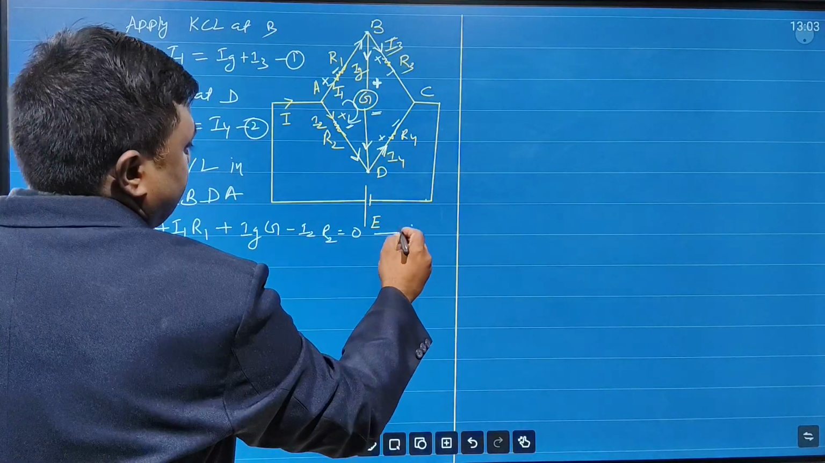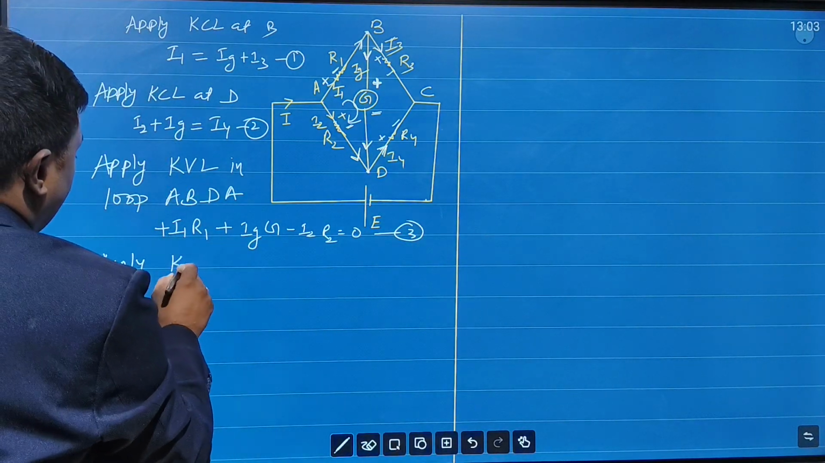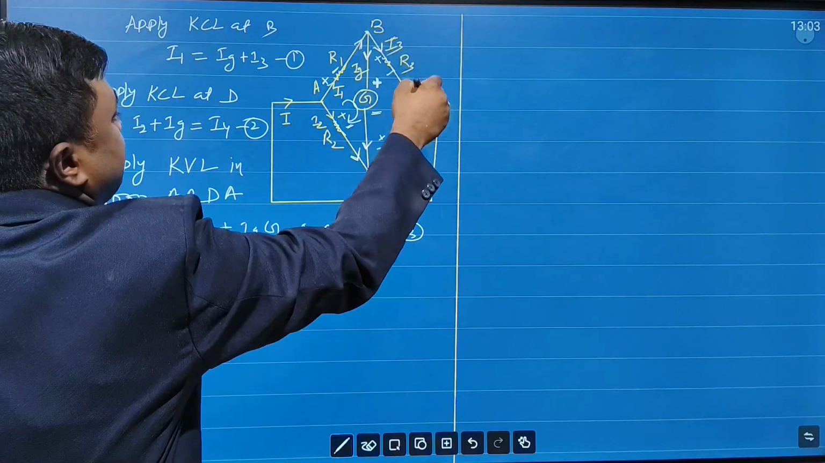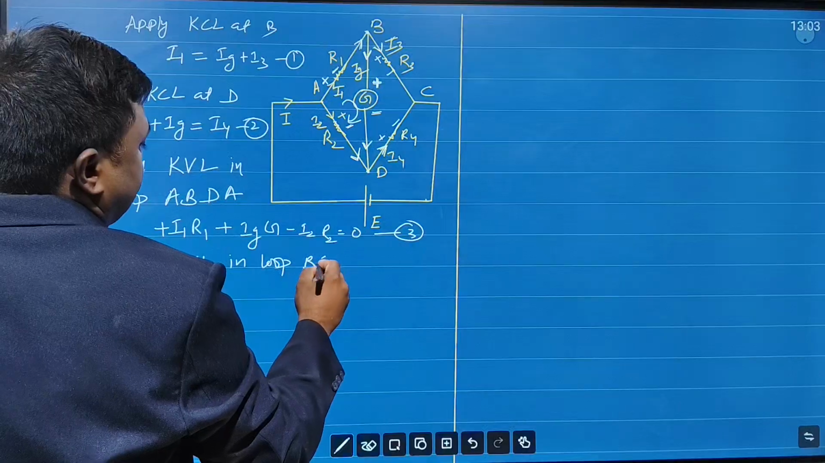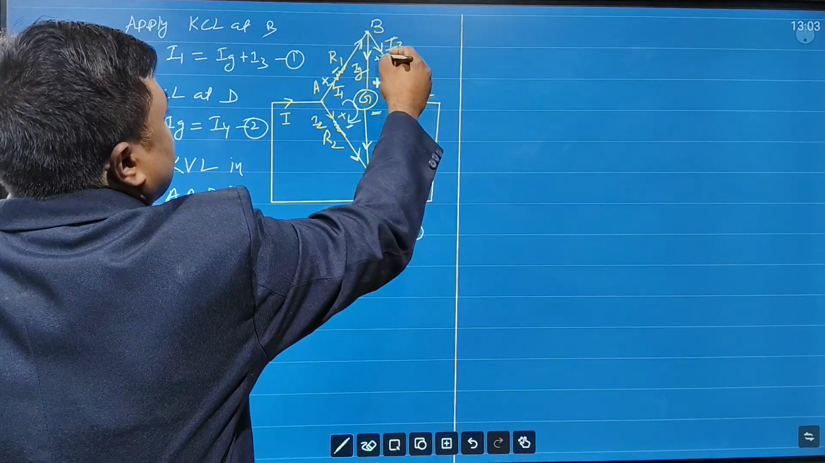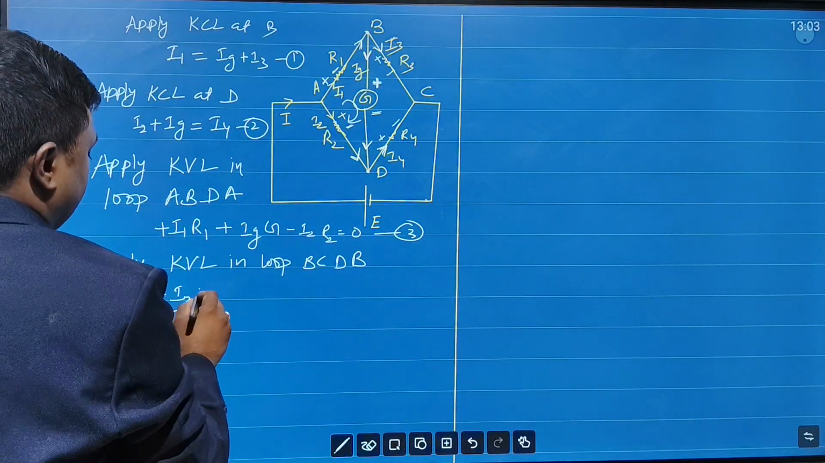Let's take this as equation 3. Similarly, you apply KVL in the loop BCDB. Okay. So here you can see plus to minus. So plus sign you can go with. Current is what? I3 into R3.